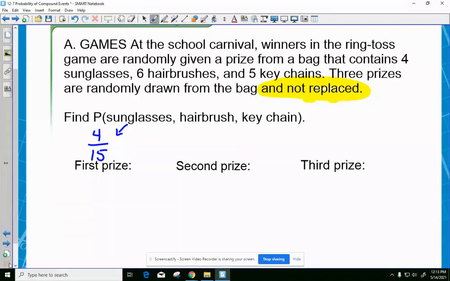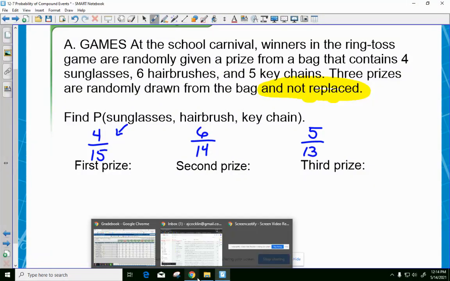Okay, hold on. Because it says that 3 prizes are randomly drawn. So now, if this question was sunglasses and then sunglasses again, now it's 3 out of what? If this next one is a sunglasses, then it's 3 out of 14. But in this case, because hairbrushes are a different category, it's now 6 out of 14 because I've taken one away. And at this point now I've taken 2 away. So in the last case, keychains is 5 out of 13. Okay. So 5 out of 13.